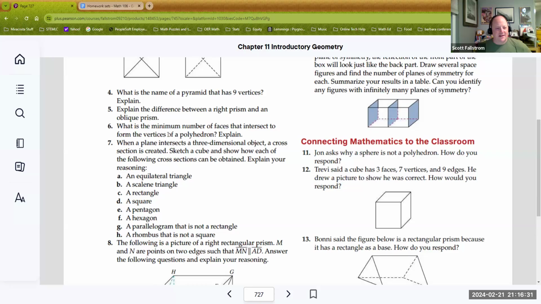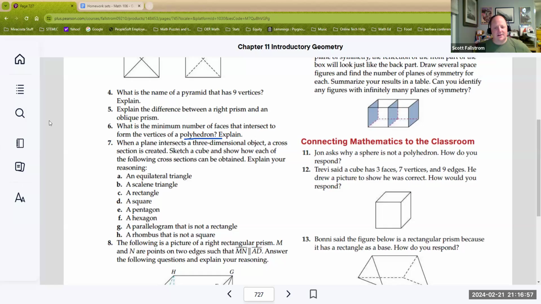Minimum number of faces that intersect to form the vertices of a polyhedron. Okay. How many faces do I need? Can I, in a three-dimensional shape, have one face that intersects? Can I have two faces that intersect to form vertices of a polyhedron? Okay, so that's 4, 5, and 6.